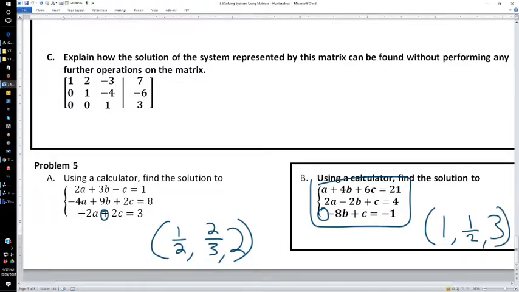Alright? If you don't figure them out, ask a neighbor. They can probably show you what happened. Alright? Done.